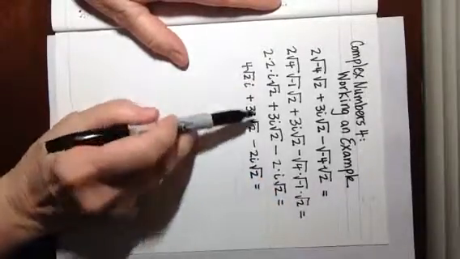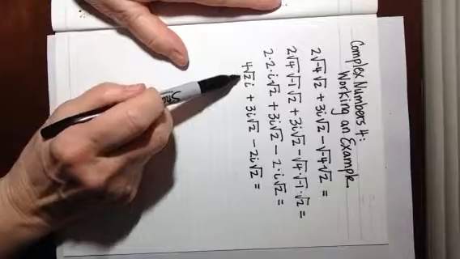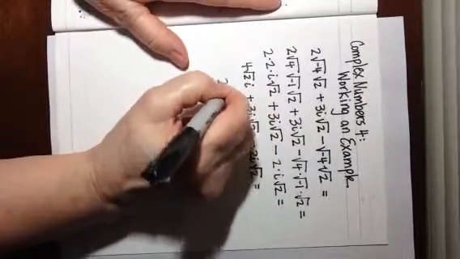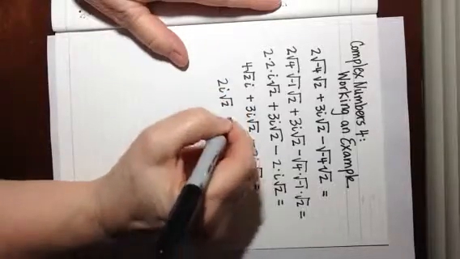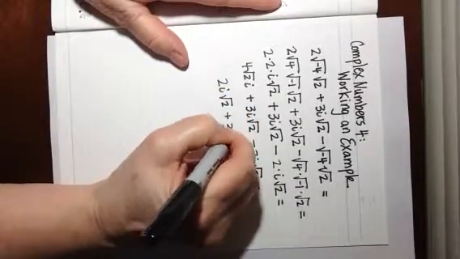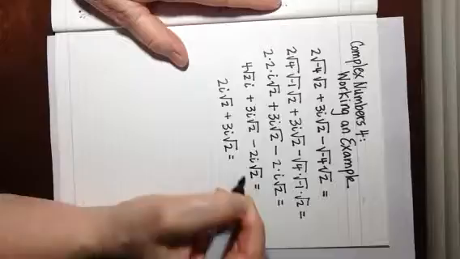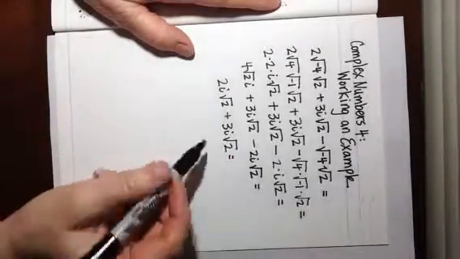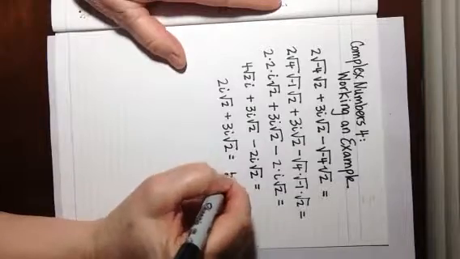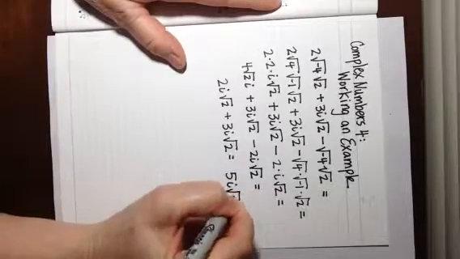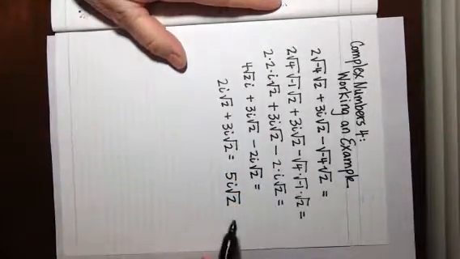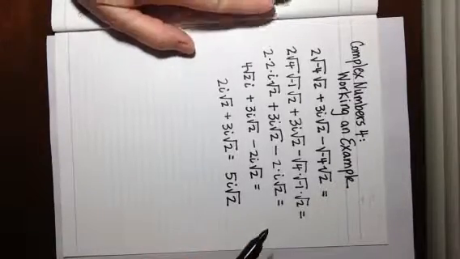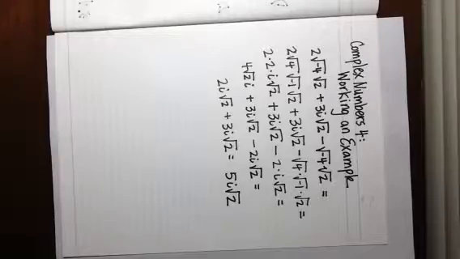So if I had written this in this form, it would have been 4i square roots of 2 minus 2i square roots of 2 leaves us with 2i square roots of 2 plus 3i square roots of 2, and then we have 2i plus 3i equals 5i square roots of 2. So this is an imaginary number without a real component, and that's the way we solve that.